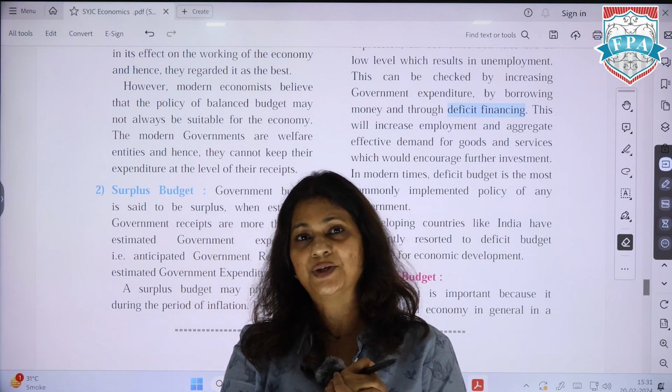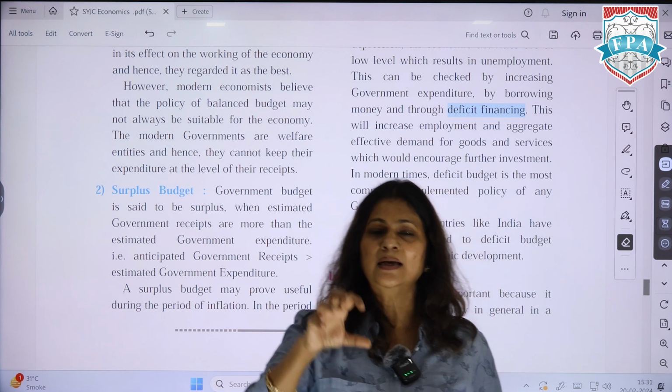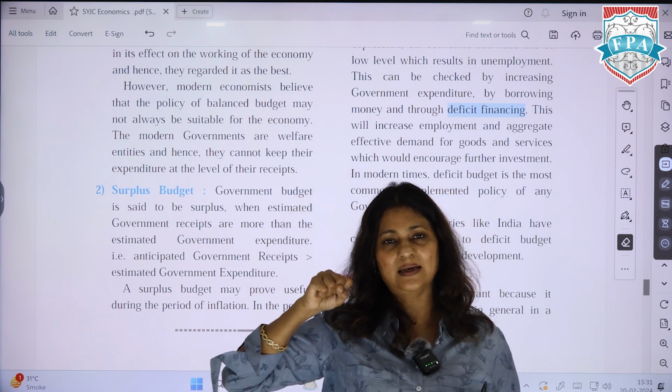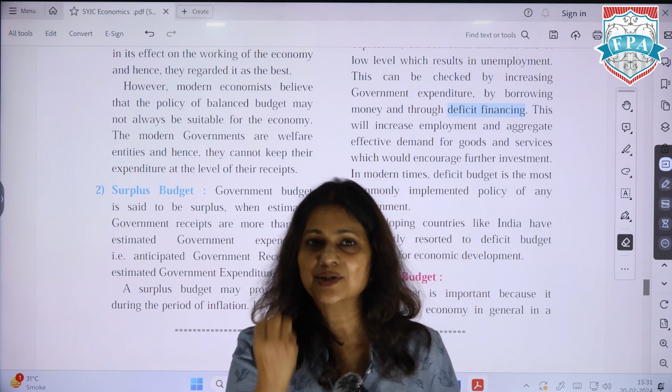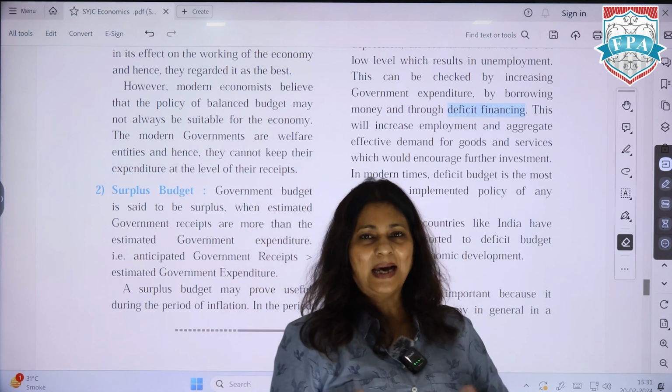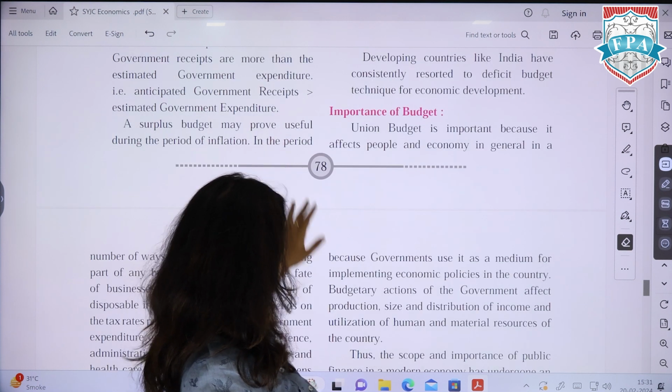In case of surplus budget, वो कभी अच्छा है. जब inflation की situation है तो government क्या कर सकती है, that government tax ज़्यादा लगा के ज़्यादा revenue अपने पास collect करने की कोशिश करेगी, जिससे कि लोगों के हाथ में कम पैसा बचे और inflation control हो जाए. और balance budget का मतलब तो income and expenditure are same.